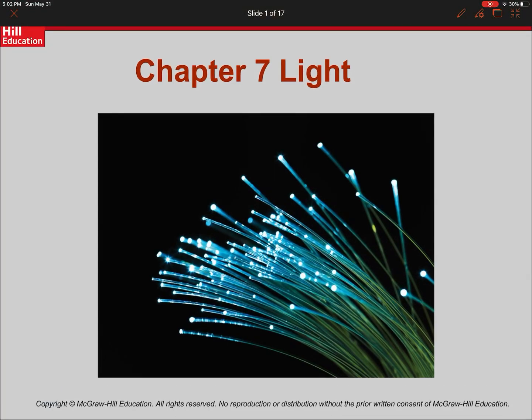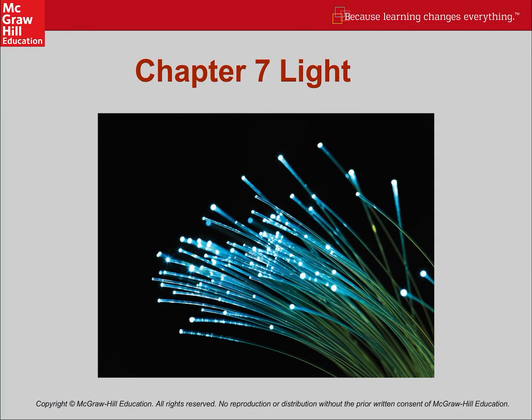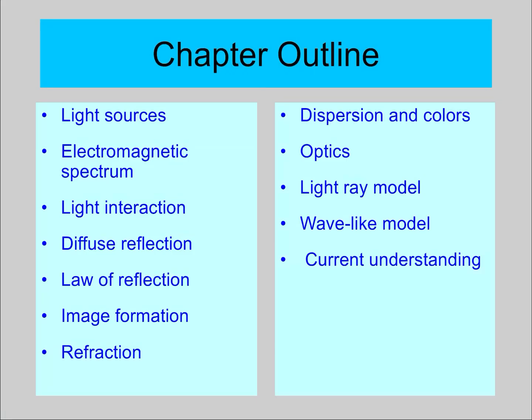So in chapter 7, we're going to discuss light, which is going to be in some ways very similar to our discussion about waves and sound. So in this chapter, we're going to talk about light sources, electromagnetic spectrum, the light interaction, diffuse reflection, law of reflection, image formation, refraction, dispersion and color, optics, light ray model, wave-like model, and then our current understanding about light.